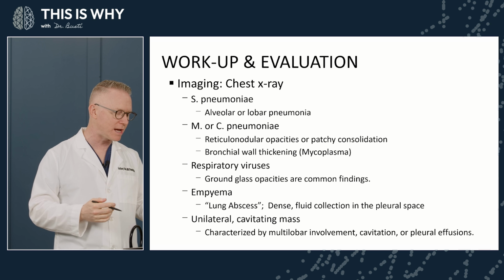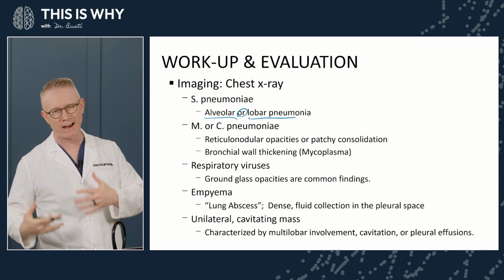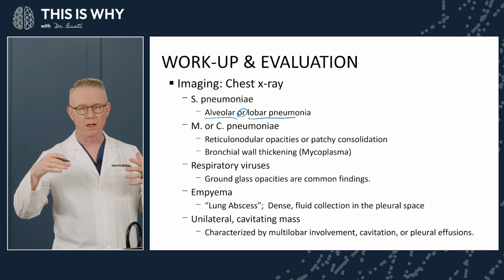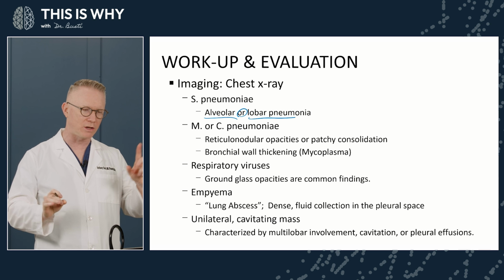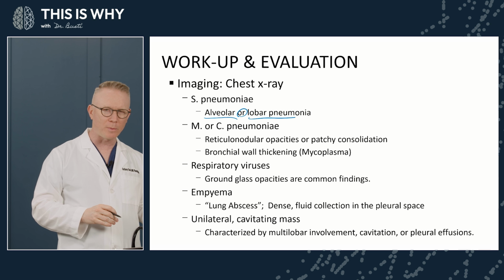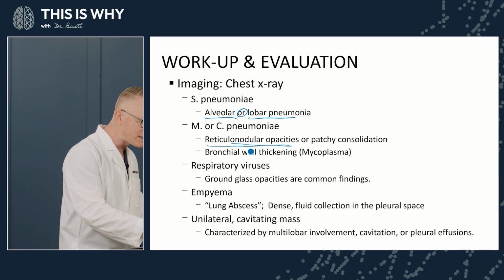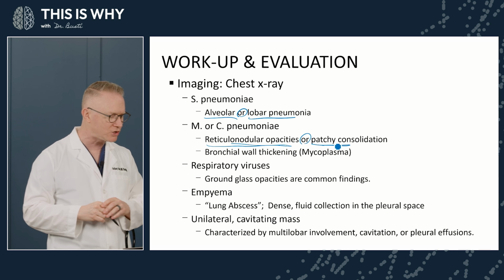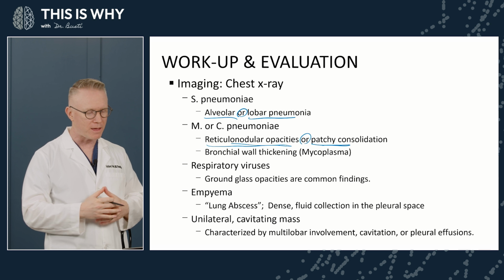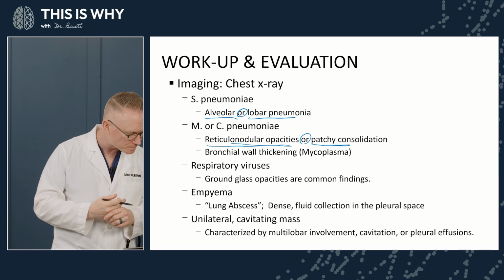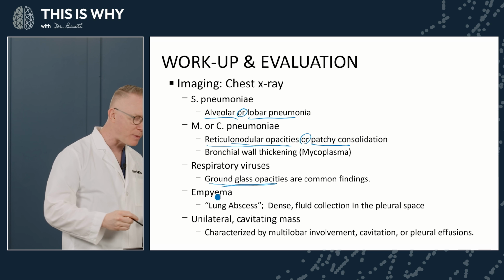So strep pneumo, for example, alveolar or lobar pneumonia. So the right side has 3 lobes, the left side has 2 lobes. Even isolating where that patchy infiltrate is located can help you. Oh, that looks more bacterial in nature. Mycoplasma and chlamydia pneumonia are reticulonodular opacities or more patchy consolidation. Sometimes you can even see that bronchial thickening with mycoplasma. Okay, again, atypical organism. Respiratory viruses, you see commonly ground glass opacities.